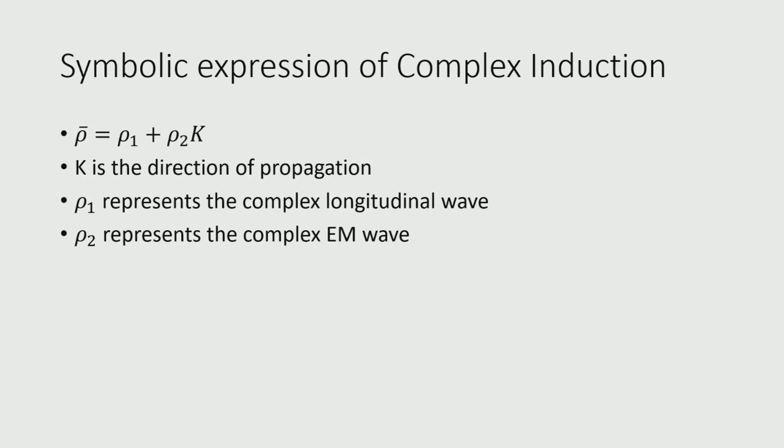So we're going to represent this with this equation, rho equals rho 1 plus rho 2 k. This is going to be how we're going to represent our complex induction, pretty much everything that's going on inside of the Tesla coil while there's induction going on. This equation is going to represent it. So we have the Greek letter rho, and we have the little symbol on top, meaning that it's a Versor representation. So we have rho 1, which is going to be our longitudinal complex wave, and we have rho 2, which is going to be our transverse wave. And you can see that the rho 2 and the k are connected together, meaning that k is the direction of propagation. Rho 2 is going to be associated with the direction of propagation.